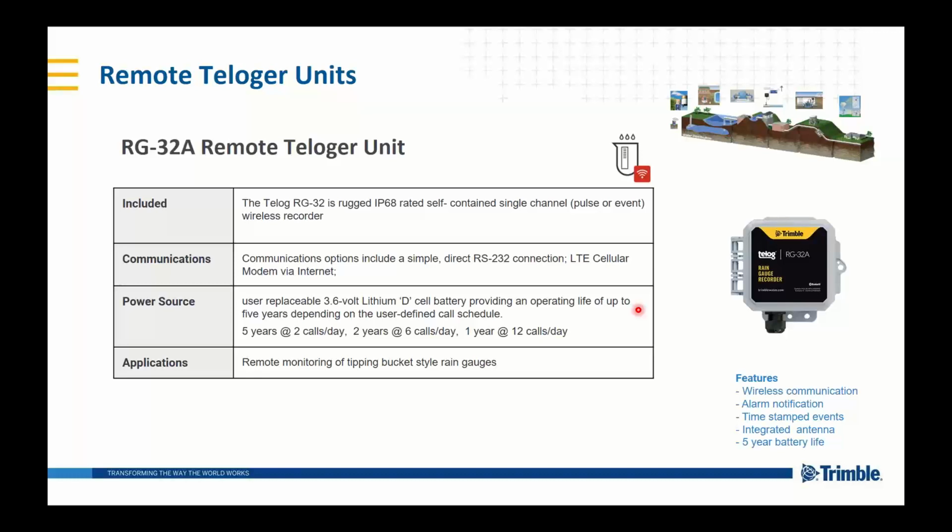It's got a user replaceable 3.6 volt D cell battery. Nothing that's required that's special. We have those in house. You can order those, and they can be replaced by the user out in the field. And it has up to a 5-year battery life, depending on the call schedule. As you can see there, we can get up to 5 years of battery life with it if we're calling our data in twice a day. And obviously, it's remote monitoring for all tipping bucket styles as well. We offer a tipping bucket, but if you have your own tipping buckets, we can tie that into our RG32A as well.